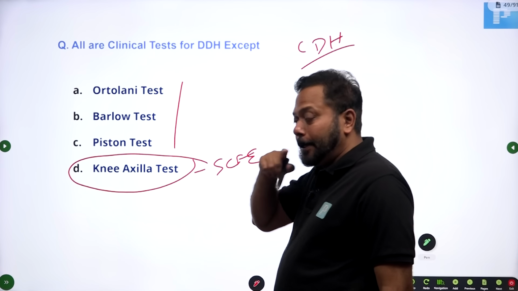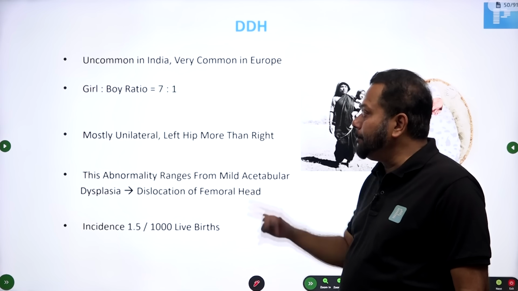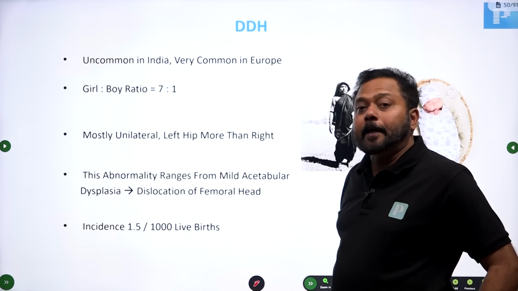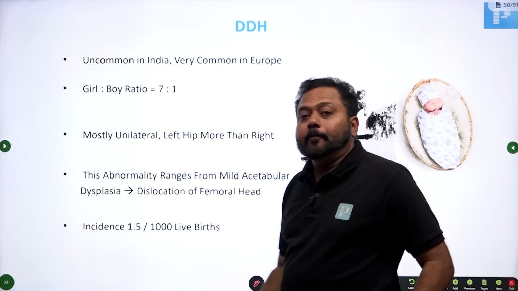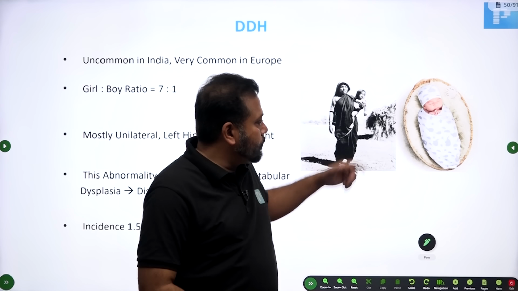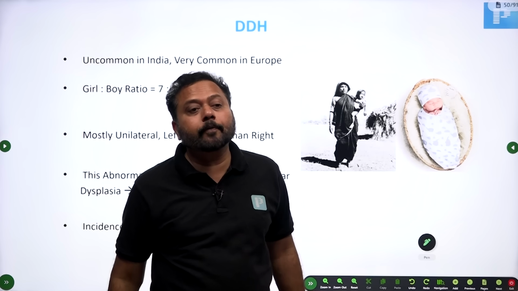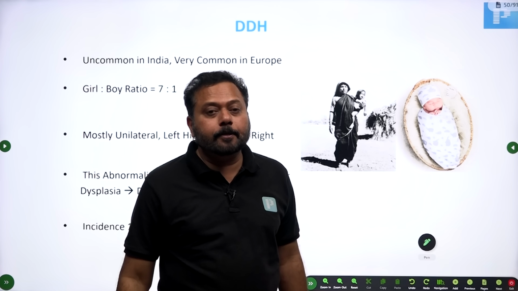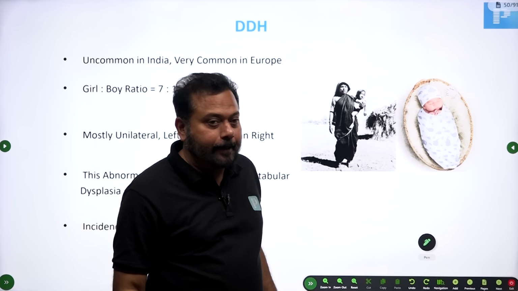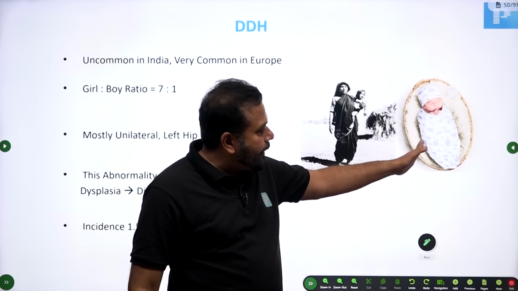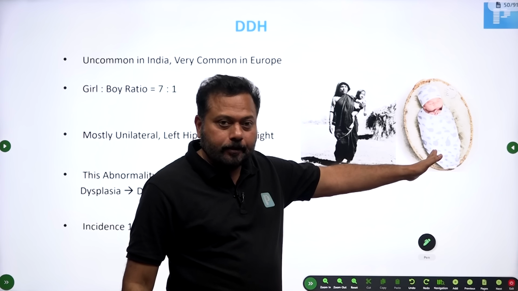These three are classical tests of developmental dysplasia of the hip. Developmental dysplasia of the hip is uncommon in India because of the way we carry our baby. Mother used to carry the baby like this. So even if the baby is born with developmental dysplasia of the hip, automatically that gets corrected. In Western people, they will swaddle the baby in a thing like this.